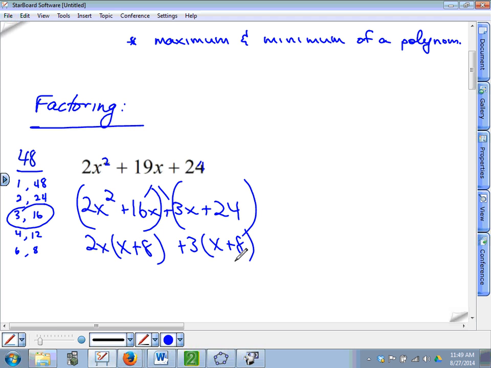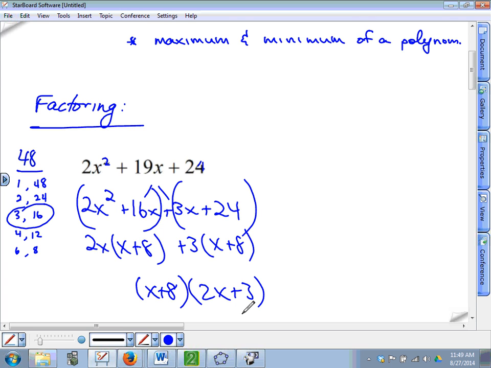X plus 8 and x plus 8. So you take out the x plus 8 from both terms. Factor it out, similar to factoring out these. So you factor out the x plus 8 and you get 2x plus 3. And once you take out that x plus 8 from both terms, you're left with 2x plus 3. And that would be it. Yay, you did it! Yay.